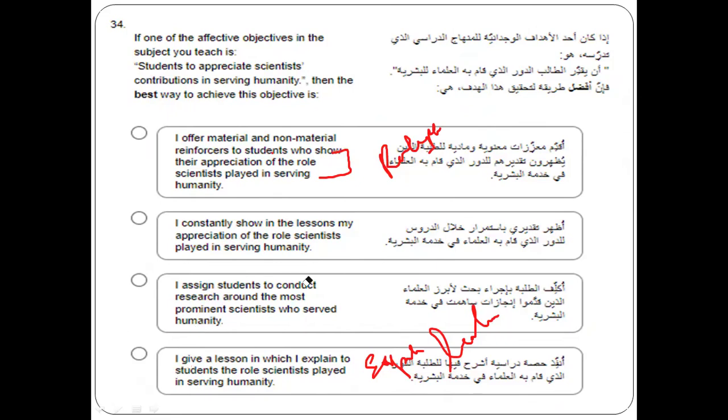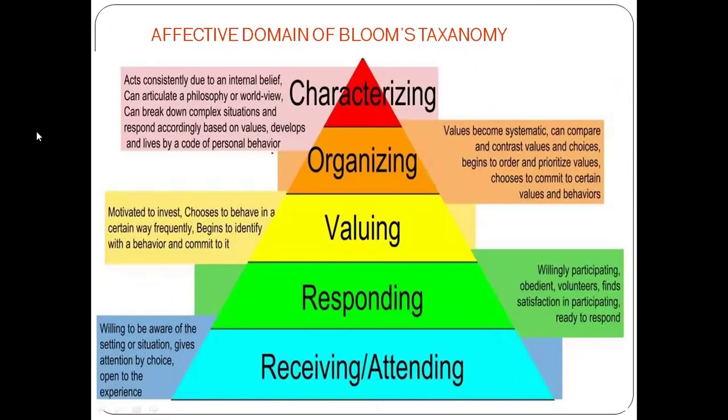As I said, this question has been taken from Bloom's taxonomy, the affective domain. You can see here: motivated to invest, chooses to behave in a certain way frequently, begins to identify within the behavior of the community. So you are going to value the scientist. That's why it's the affective domain.